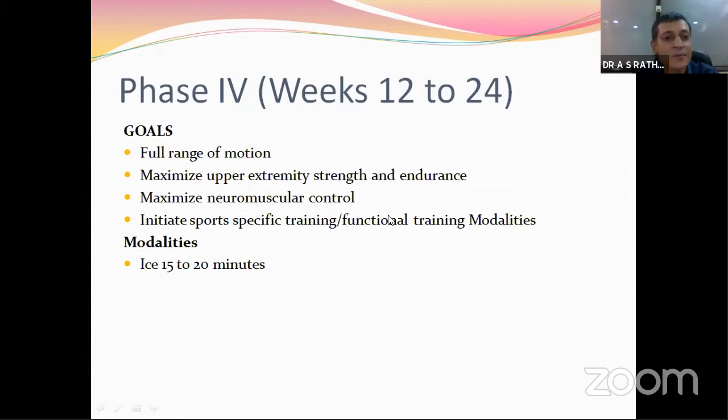Here our goal is to achieve full range of motion, and we are able to achieve the full range of motion of the joint. We are also trying to increase strength and endurance, and to achieve maximal strength and endurance. We are trying to achieve maximal neuromuscular control. We can also start sports specific activities in our practice.